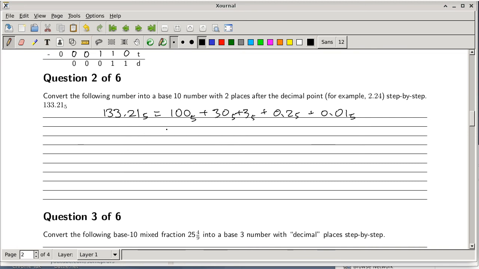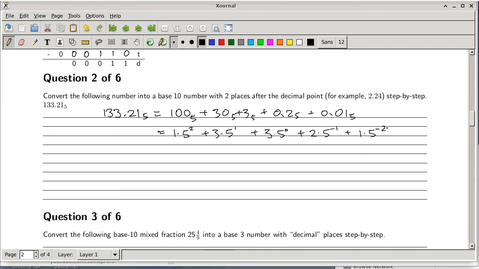Once I have this, I would convert this to 1 times 5 to the power of 2, 3 times 5 to the power of 1, and this is just 3, but if you want to say 3 times 5 to the power of 0, that's fine. This one is 2 times 5 to the power of negative 1, and the last one is 1 times 5 to the power of negative 2. Do we have any questions about this part?